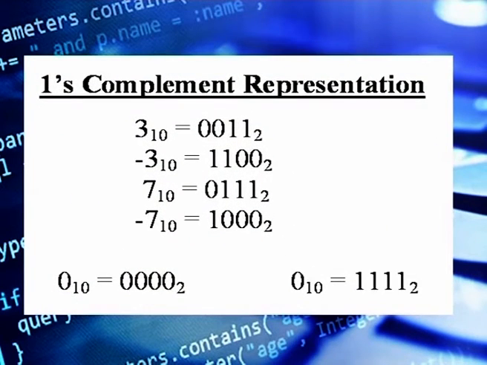Negative integers are represented by flipping all the bits of the representation of the corresponding positive integers. For example, in 4-bit 1's complement representation, as you can see in the figure, plus 3 is equal to 0011. Reversing its digits, we get 1100, which is equal to minus 3. Similarly, we have plus 7 equal to 0111. Reversing its digits, we get 1000, which is equal to minus 7.